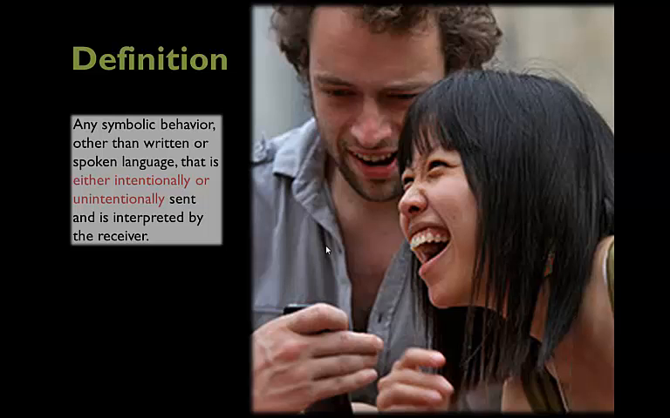You cannot not communicate. So anything that we do, an eye twitch, a glance, a yawn, has the potential, anyway, to communicate something if someone attaches meaning to it, even if we didn't intend to be sending a message.